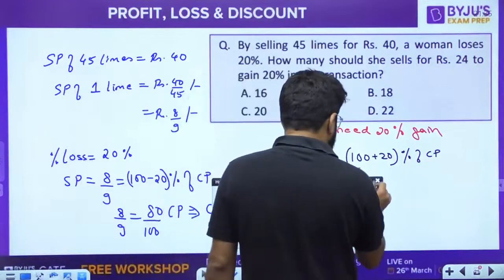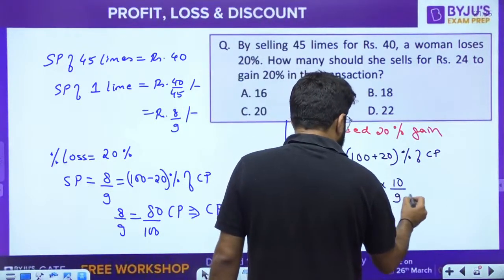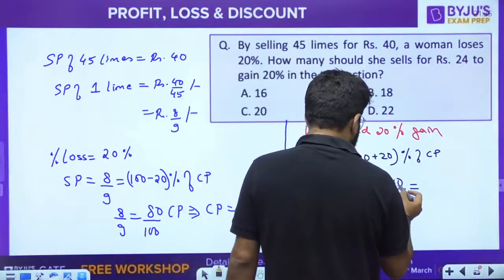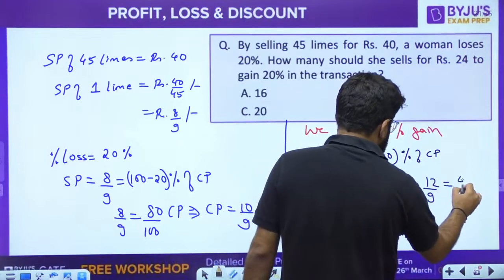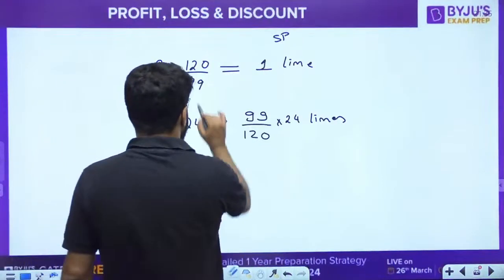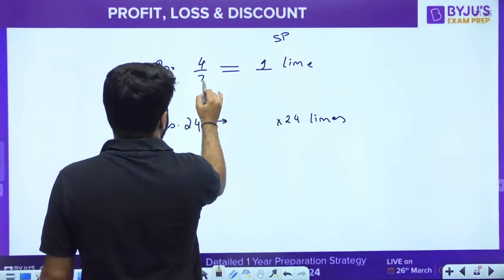So here also I will substitute. 120 by 100 multiplied by 10 by 9 is equal to rupees, how much will it be? This is cancelled, 12 by 9, or that is 4 by 3. 4 by 3 is the selling price of one lime. Rupees 4 by 3 for one lime.